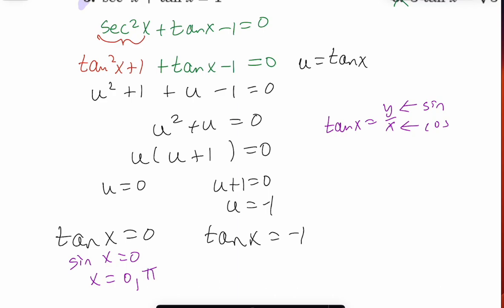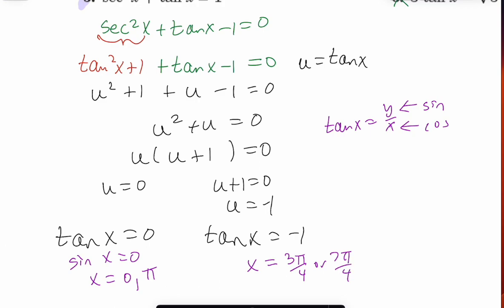Now let's talk about the tangent. Where does the tangent of x equal negative 1? The tangent equals 1 at the 45s. Specifically, it's going to be negative in quadrant 2 and quadrant 4. So the 45 in quadrant 2 is 3 pi over 4. The quadrant 4 45 is 7 pi over 4.